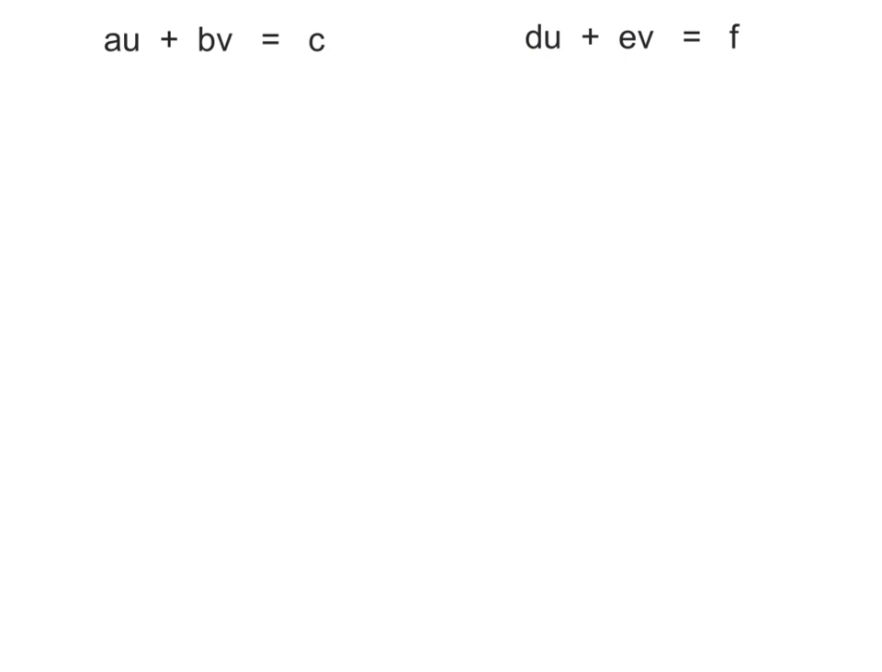First, I'm going to start out by doing it incorrectly. So here I go. First, I'm going to take this equation and solve it for u. So when I do that, I'll get u equals (c minus bv) over a. There, I've solved for u. Now I'm going to go to the other equation and solve it for v. And I'll get v is equal to (f minus du) over e. Now, I didn't make any algebra mistakes. This is algebraically correct, and this is algebraically correct.